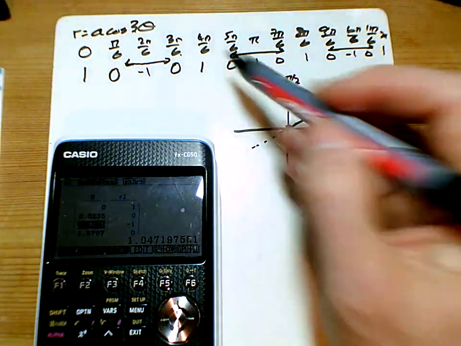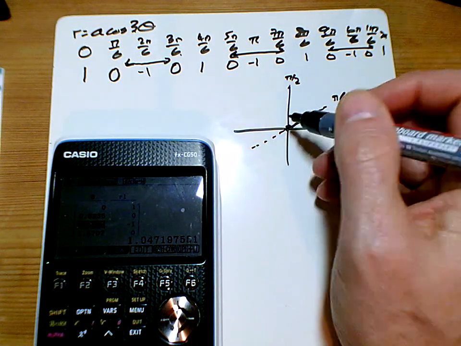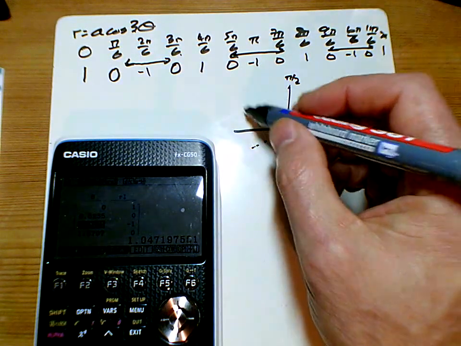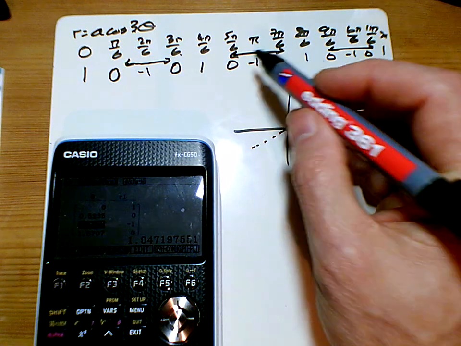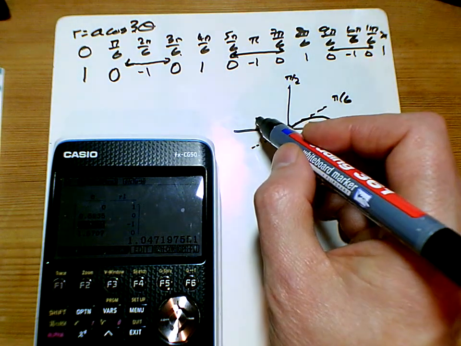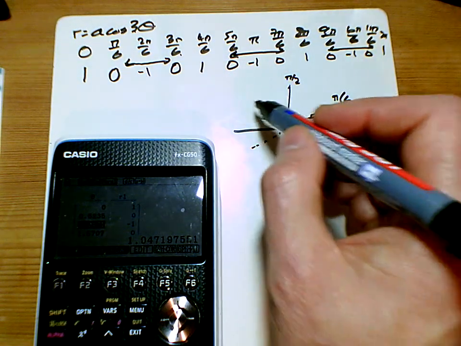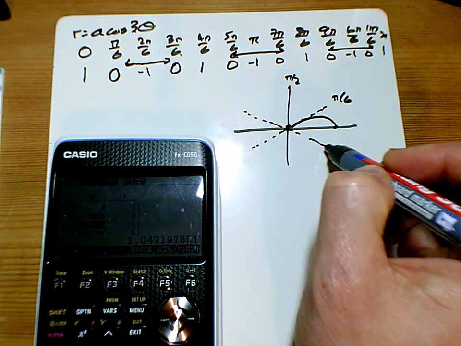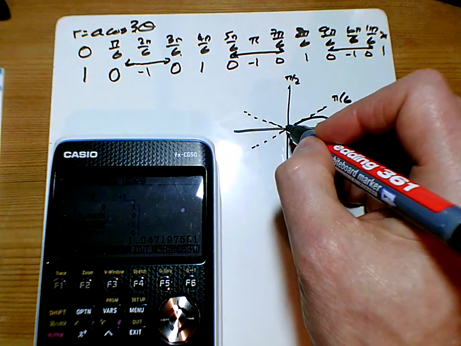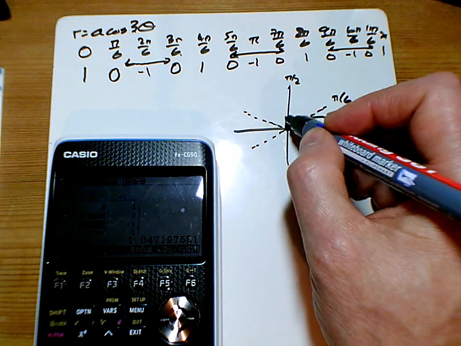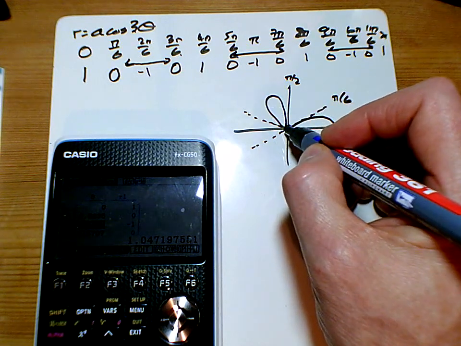Now, the graph's perfectly happy now. It goes all the way out to 1, and then all the way back to 0 again by the time it gets to 5 pi over 6. 5 pi over 6, sort of about here. So what is it doing? It's starting at 0. It's going out to 1 and back again there.